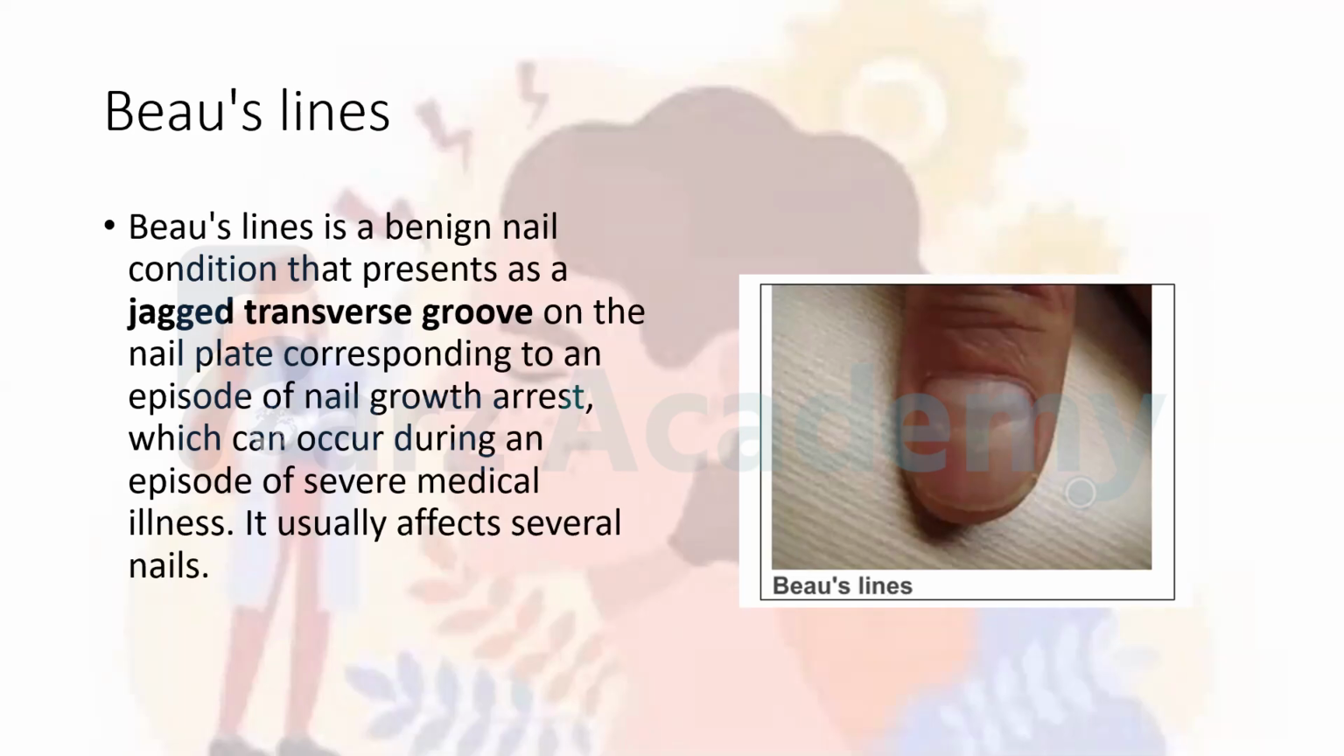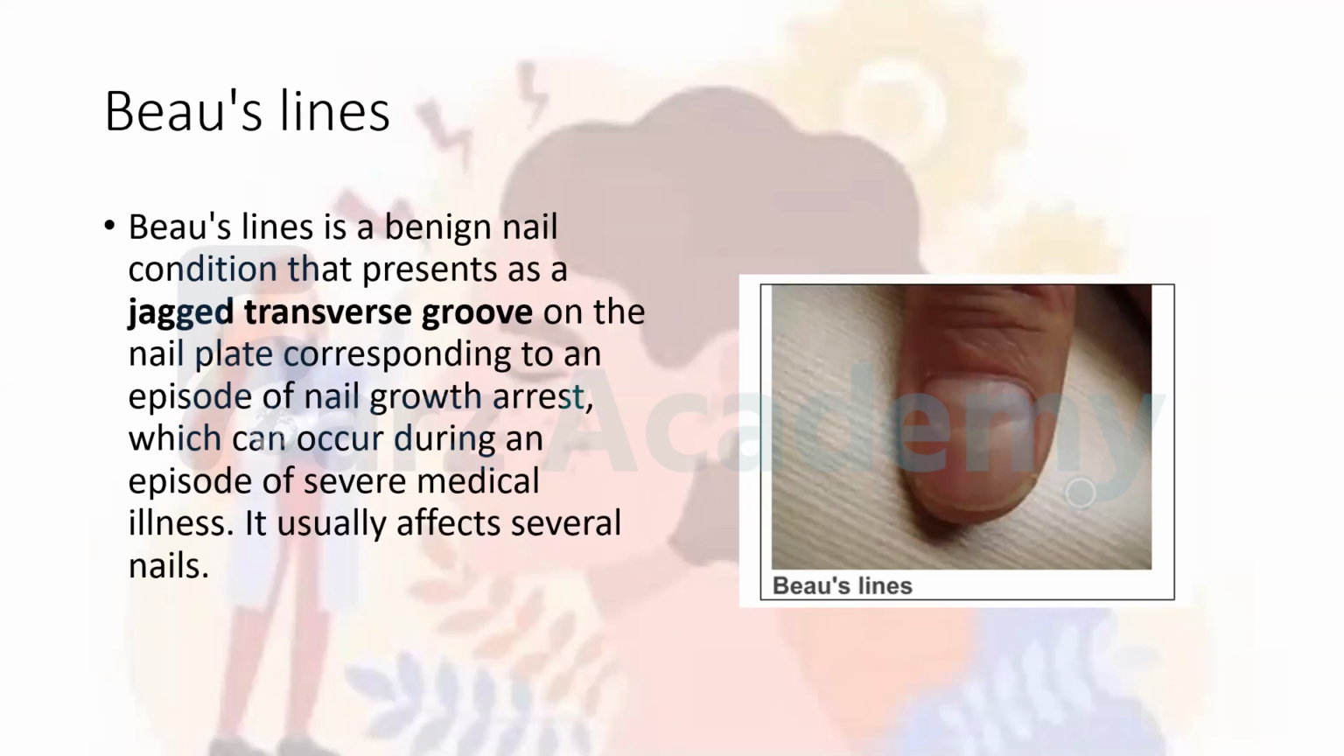What are Beau's lines? They're a benign nail condition that presents as jagged transverse grooves on the nail plate. It corresponds to an episode of nail growth arrest, which can occur during an episode of severe medical illness. So, for example, if the patient has had a very severe critical illness, there are chances that the patient might develop Beau's lines.